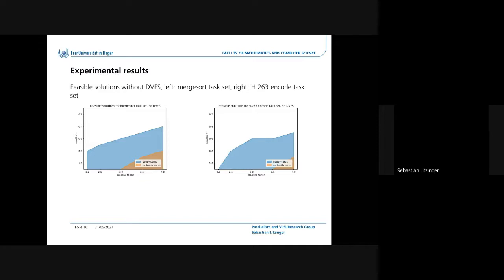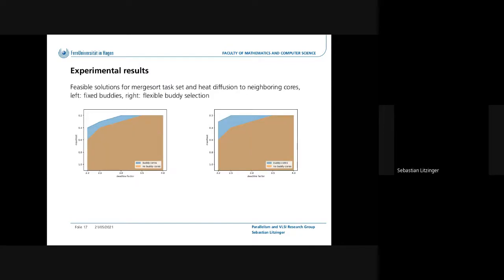And there you can see a much more pronounced effect of employing the body core technique. So there are very few feasible solutions for the regular cron scheduler under heat constraints, but for really quite some parameter settings you can produce feasible solutions here with the body core technique.